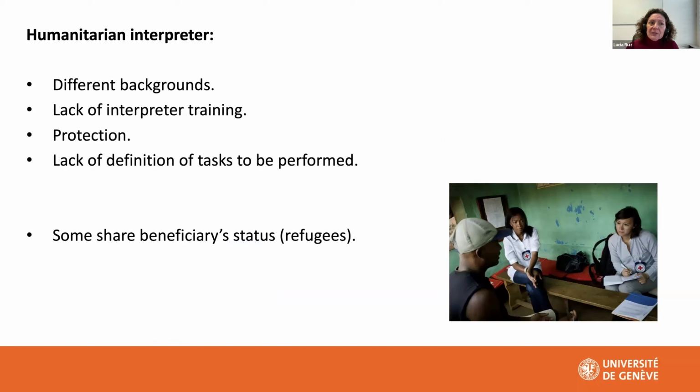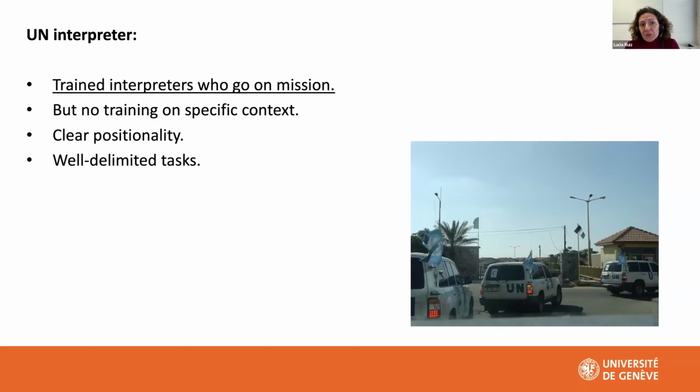The humanitarian interpreter comes from very different backgrounds. Again, we have this lack of interpreter training. They are usually protected by the humanitarian organization, but again, we see a lack of definition of the tasks to be performed. And in some cases, the problematic issue is that they share the beneficiary status, for example, in the case of refugees that we saw before. And then the UN interpreter is a trained interpreter who goes on mission to the field. They are trained interpreters, but they have not received specific training for interpreters deployed in the field. They have a very clear positionality. The tasks are very clearly delimited, so they only interpret when they are deployed in this kind of mission.